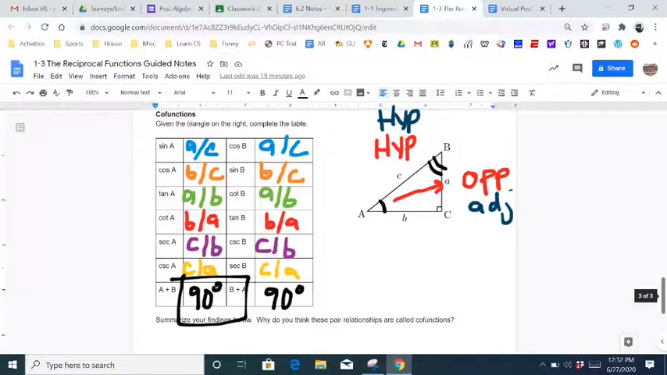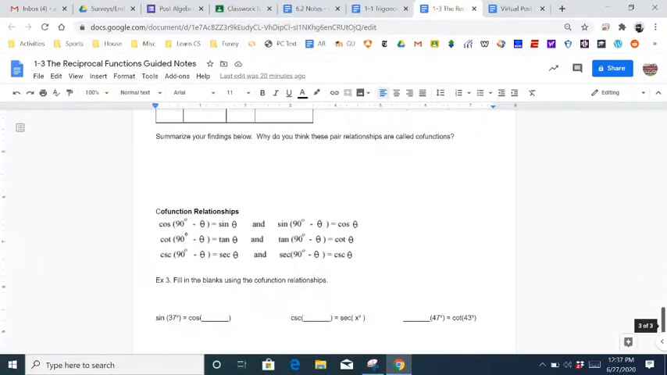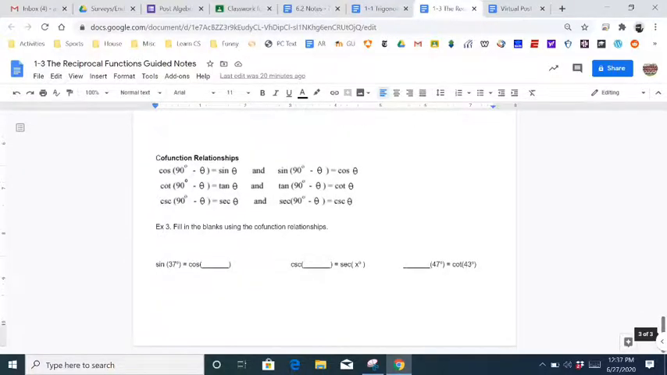The same thing works with tangent and cotangent. The tangent of A is a over b because it's opposite over adjacent. Now if you do the cotangent of B, it's going to be the reciprocal of b over a, which is a over b. What you need to know about cofunctions is summarized below: if you have cofunctions, meaning two trig functions that have the same name, except one has the word co in front of it, and the angles are complementary, meaning they add up to 90, they're going to equal each other.